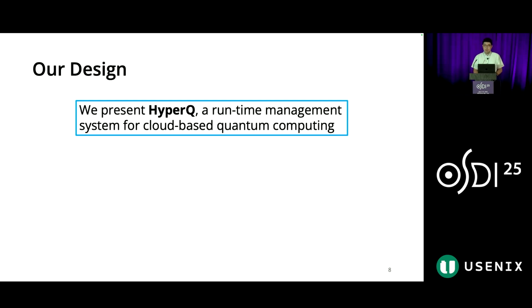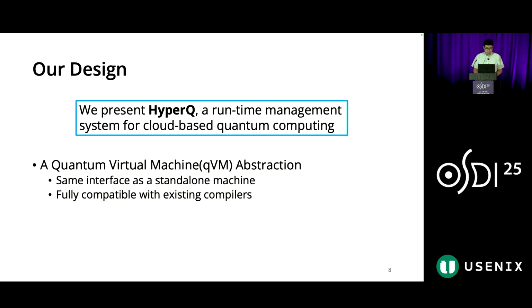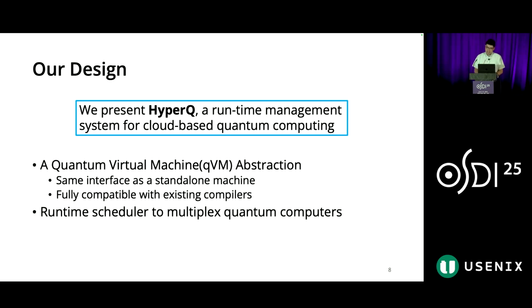So in this work, we present HyperQ, a runtime management system, or we call it a hypervisor, for cloud-based quantum computing. It contains mainly two parts. One is a quantum virtual machine, or QVM, abstraction. We call it a QVM because it has the same interface as a standalone machine, and people can use their existing quantum compilers to compile their programs to the virtualized quantum machine backend seamlessly. We also have a runtime scheduler to schedule those compiled quantum programs and multiplex the real quantum computers.